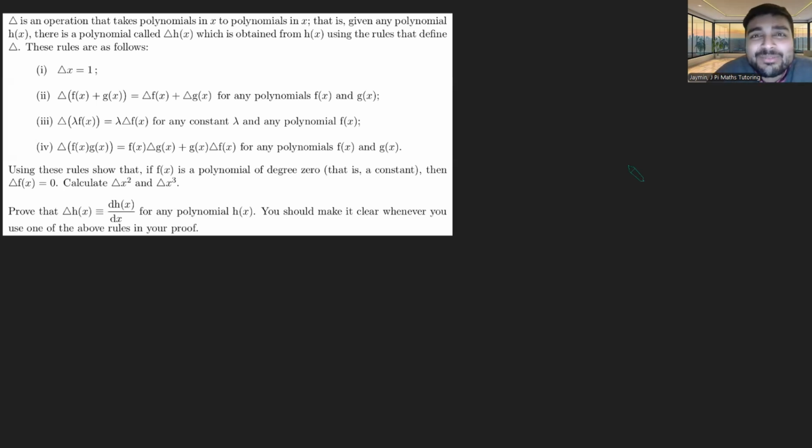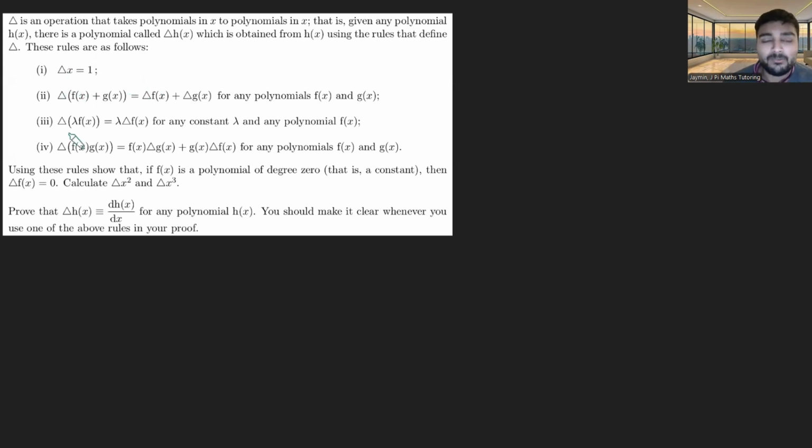Today I've got another problem from Cambridge University's entrance exam for maths, otherwise known as STEP. Triangle is an operation that takes polynomials in X to polynomials in X. That is, given any polynomial h of X, there is a polynomial called triangle h of X, which is obtained from h of X using the rules that define triangle.